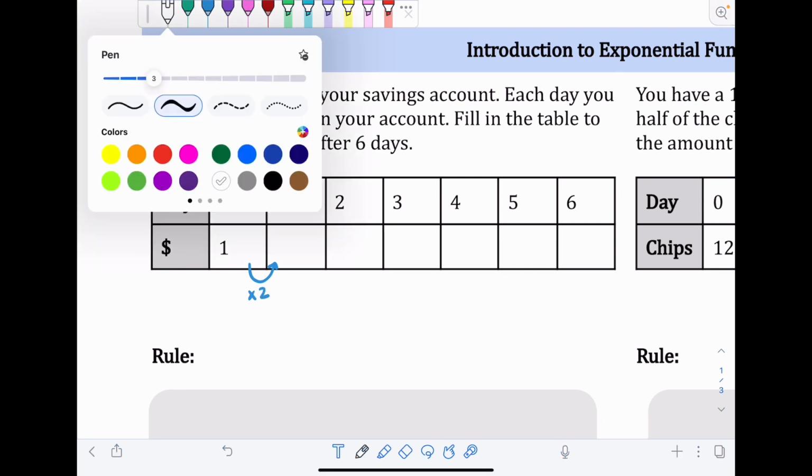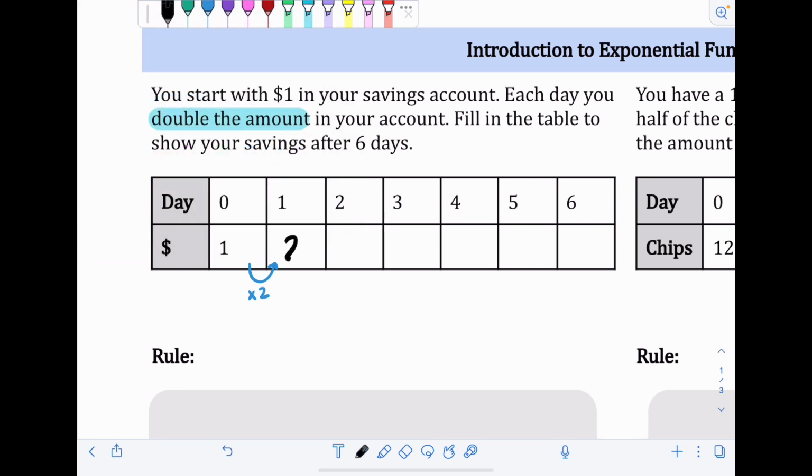So on day 1, I would have $2. And then on day 2, I would double my $2 into $4. On day 3, I would double my $4 into $8. On day 4, I would double my $8 into $16. On day 5, I would double my $16 into $32. And then on day 6, I would double my $32 into $64.